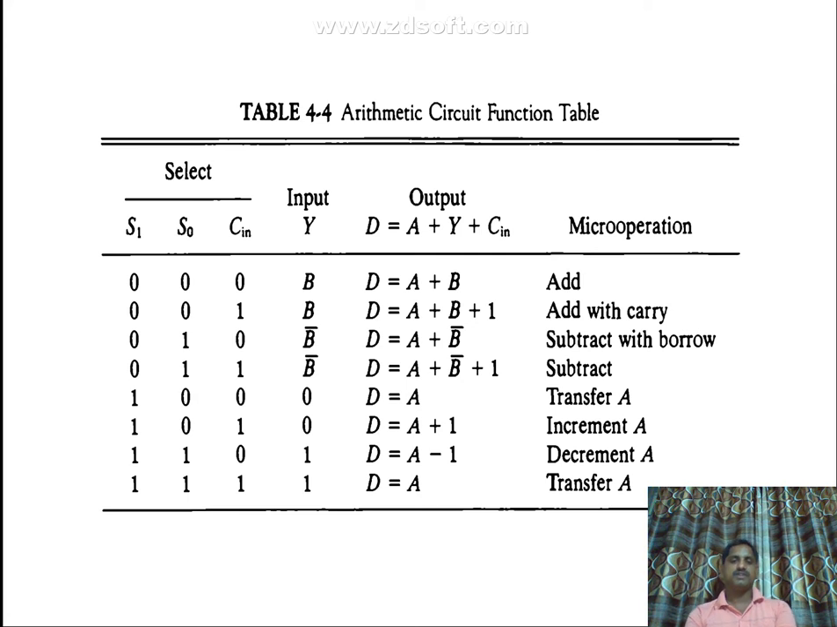See here the selection of the inputs S1, S0 and Cin. All zeros is add, 0 0 1 is add with carry, 0 1 0 is subtract with borrow, 0 1 1 is subtract, 1 0 0 is transfer A, 1 0 1 is increment A, 1 1 0 is decrement A, and all ones is transfer of A. So all the operations are performed in the single arithmetic circuit. The output is D equal to A plus Y plus Cin.